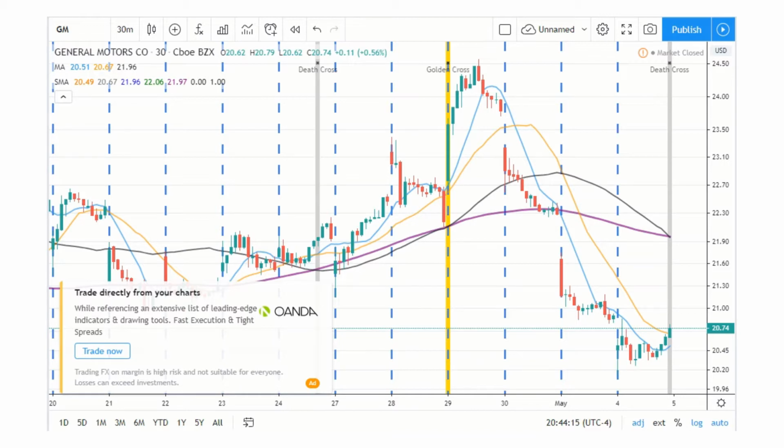Today we're going to do a comparison between two different time frames. We're going to compare the 30-minute time frame and the 2-hour time frame, and we're going to be looking at the detail that we get with each time frame and how they affect our entry and our exit in our trades.